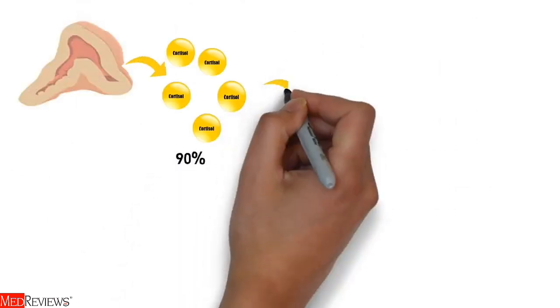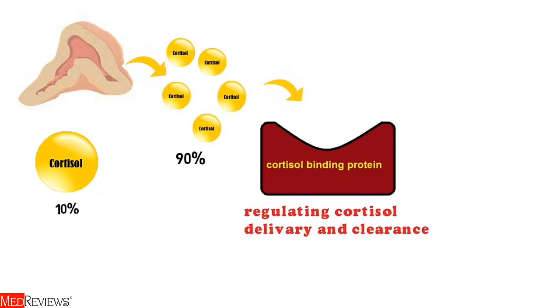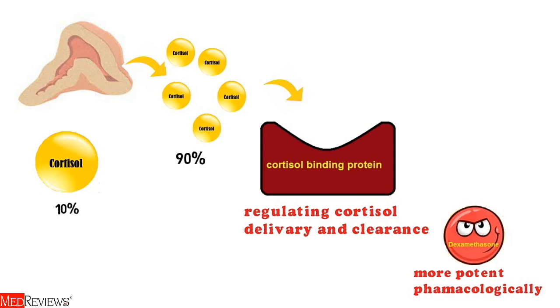Cortisol is secreted into the blood where 90% is bound to cortisol-binding globulin, and 10% is free and active. Cortisol-binding globulin plays an important role in regulating cortisol delivery and clearance. For example, dexamethasone has low affinity for cortisol-binding globulin, so it is more potent pharmacologically.